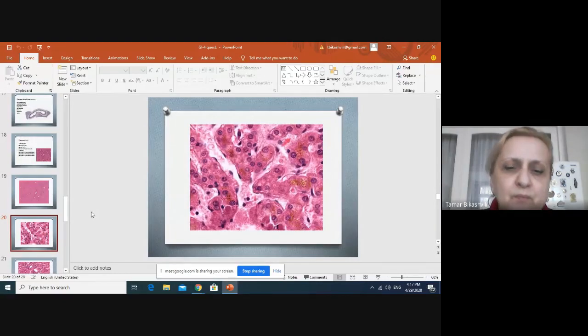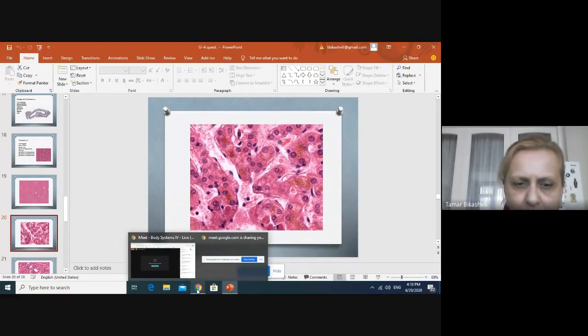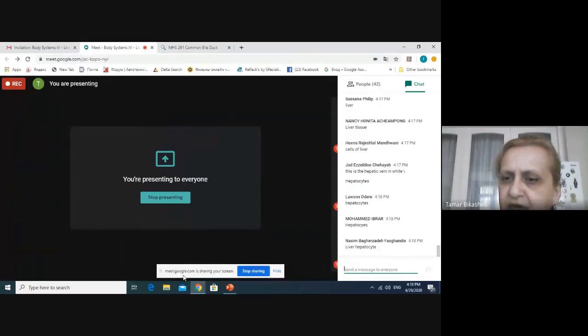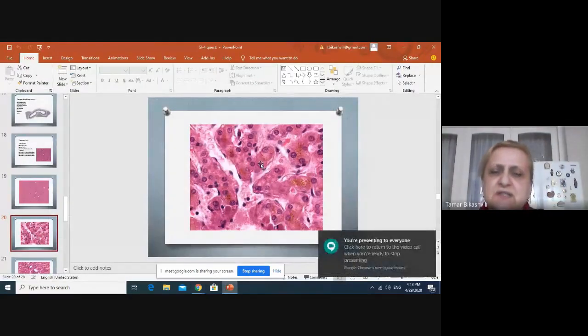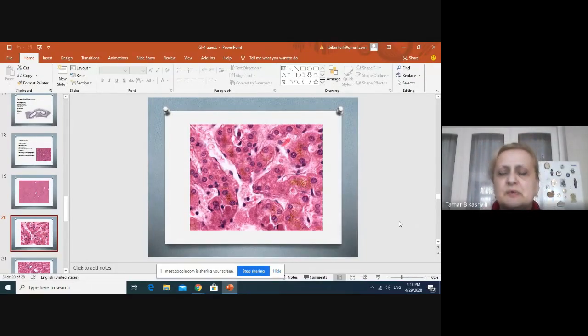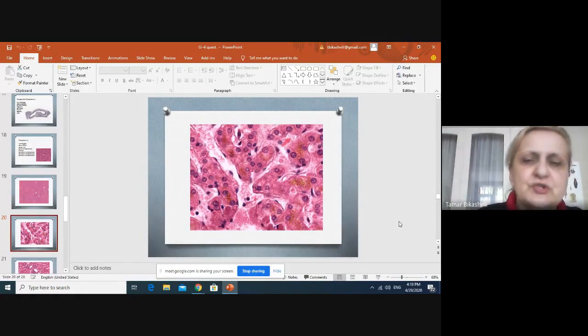Now, liver, yes. Hepatocytes, yes, these large cells, and I showed these granules, brown, yellow, these lipofuscin granules in long living cells, which are usually found in such cells.